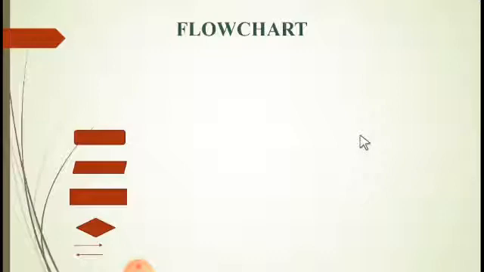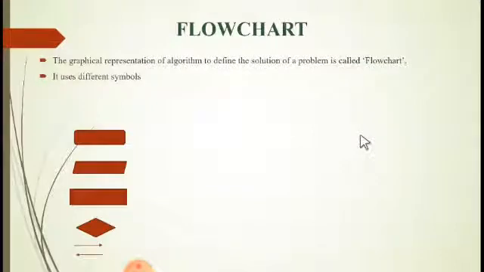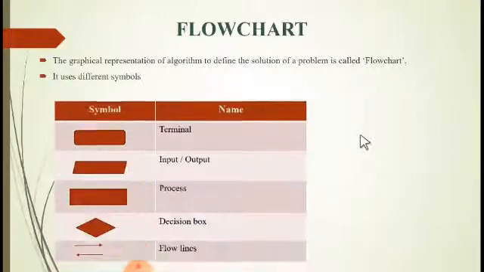The next topic is flowchart. The graphical representation of an algorithm to define the solution of a problem is called a flowchart. It uses different symbols. The first one is the round rectangle. This round rectangle denotes the terminal, that is start and stop.